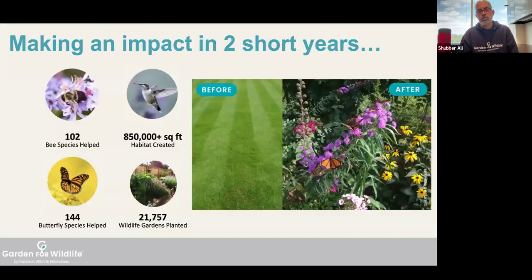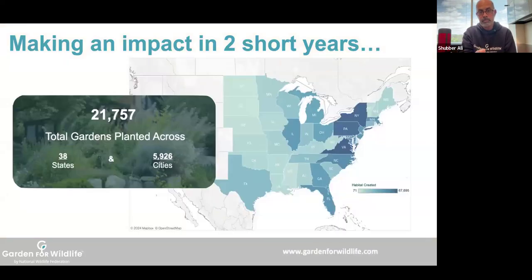So the impact we've made in just 2 short years. We've now planted, the numbers continue to go up, slightly over 1 million square feet of habitat across the 41 states we now operate in. We've helped all these different species of bees and butterflies. In fact, our customers have planted over 20,000 gardens, which is all amazing, but we're still just getting started. And you can see the impact across different states of where we've planted. Since this map was made, we've added 4 more states. We are not on the West Coast yet, and we are still working to expand.